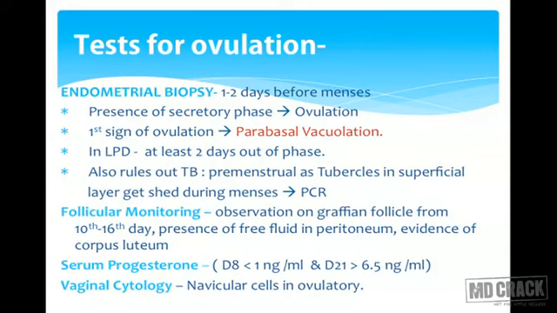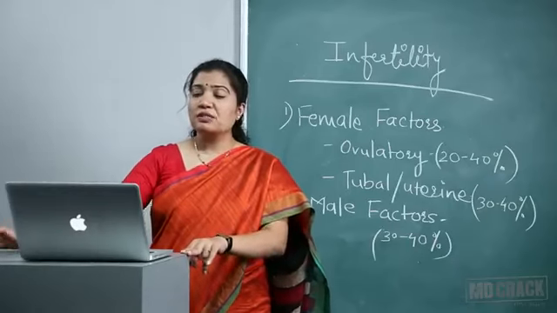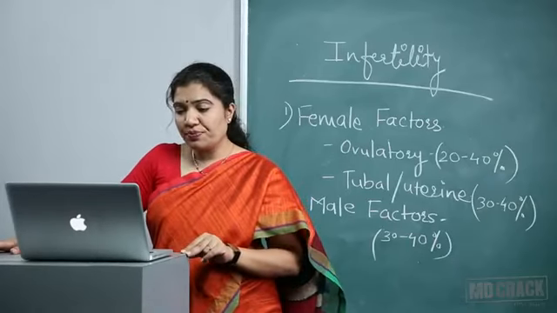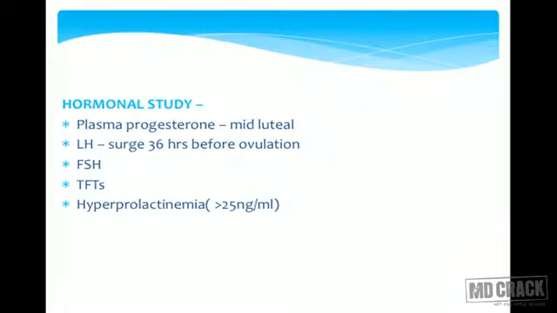On day 21, the levels would be more than 6.5 nanogram per ml. So you know that's the period when progesterone has maximum concentration. Vaginal cytology: if navicular cells are present, there is ovulation.